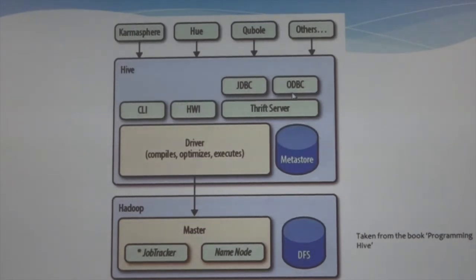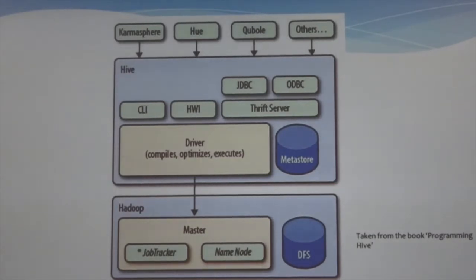On top of that sits Hive. So Hive consists of first a metastore, which is where details about tables, the fields, type of fields, the indexes, the partitions, and things like that are stored. And then there is the driver itself, which given a SQL, compiles, optimizes, and executes the code, generates MapReduce jobs, sends it to the Hadoop system, gets back the results, and all that kind of stuff.